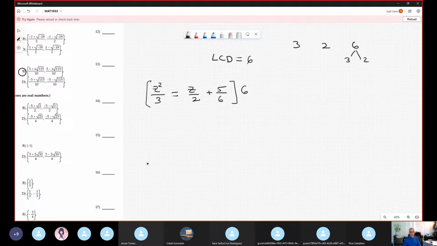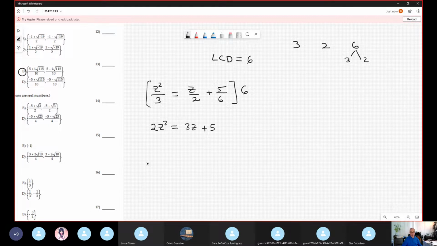When you do this, 6 divided by 3 is 2, 2c squared equals 6 divided by 2 is 3c, and 6 divided by 6 is 1, so 5. Bam! This equation is equivalent 100% to the original. However, it's nice because we have no fractions. It's totally stupid working with fractions. Find the LCD, multiply the entire equation by the LCD. Wow, magically, we have the same equation, but nice with whole numbers and no fractions anymore.